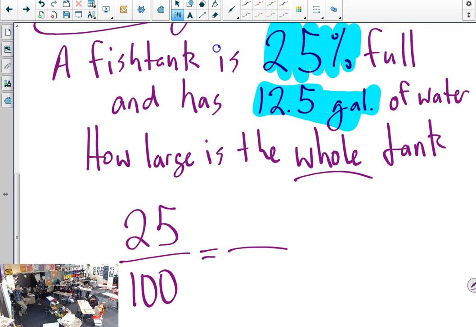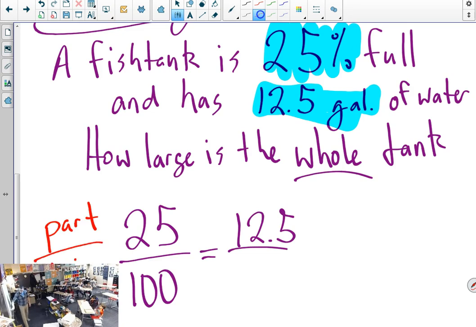It is 25% full, currently has 12.5 gallons of water. Oh, no. So it's not the whole, right? We're looking for the whole thing. We're looking for what would relate to the 100. That 12.5 should actually go on top, because this is parts compared to whole. The tank is part of the way filled up.